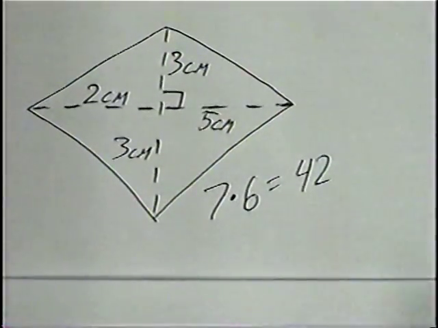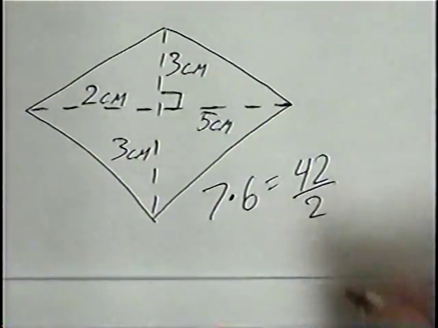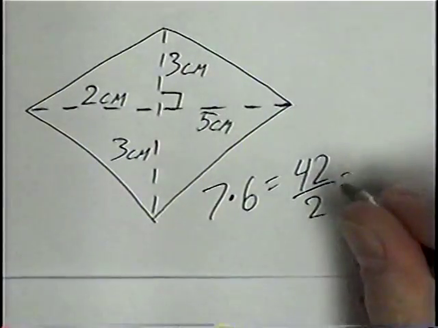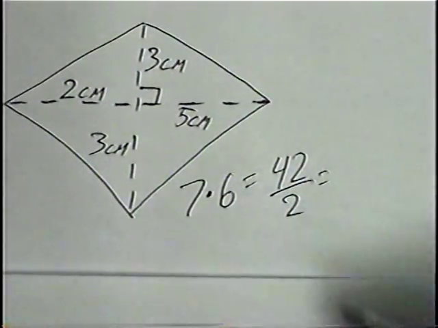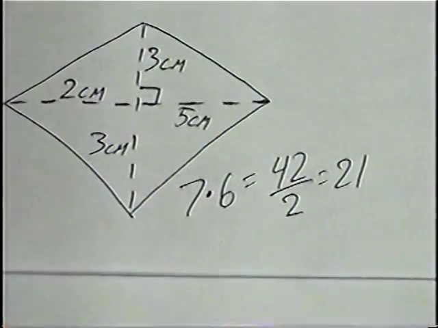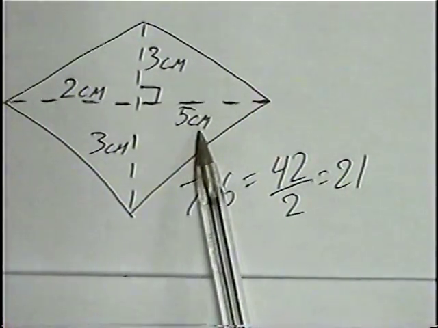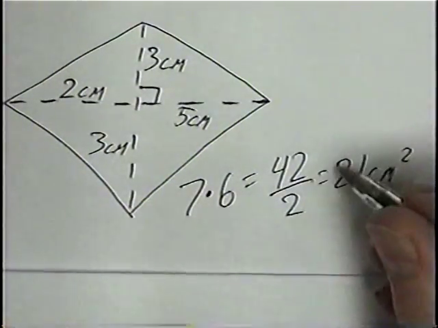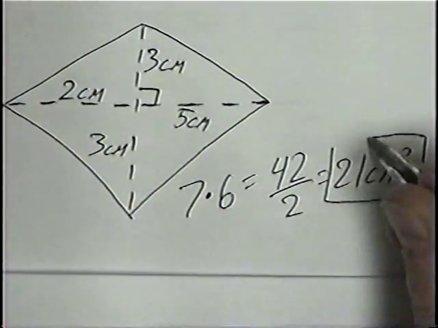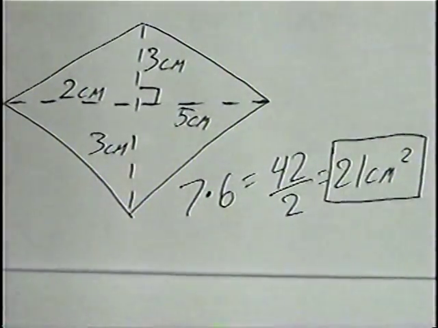And the last part you can multiply by 1/2 or divide by 2. 42 divided by 2 would be 21. And the units again, centimeters times centimeters, would be centimeters squared. So the area of the kite is 21 centimeters squared.